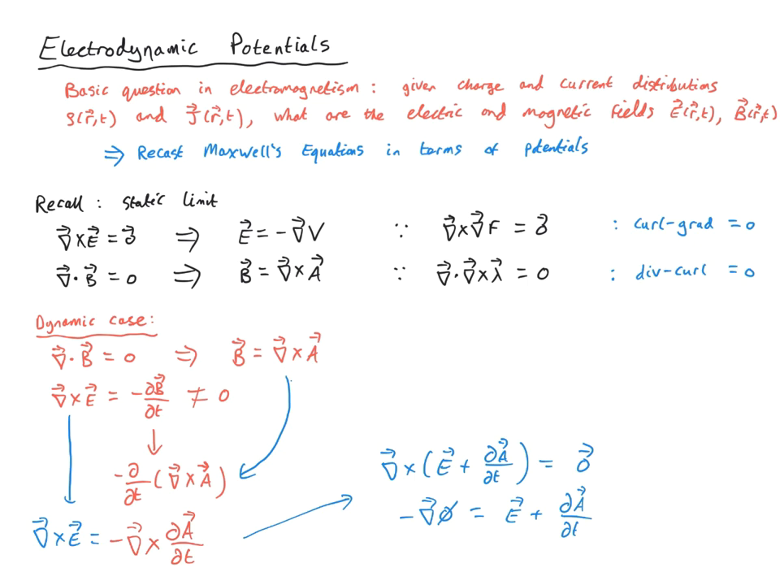So what this means, finally, is that I can write down an equation for the electric field in terms of potentials, just as we wrote down an equation for the magnetic field in terms of the potentials. The electric field is defined as being minus the gradient of the scalar potential, just like in the static case, plus this extra piece, or actually it's minus dA by dt.